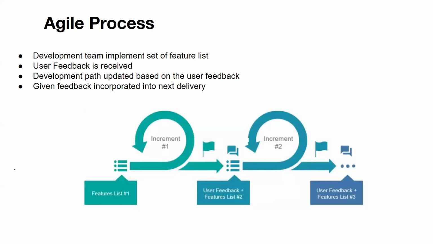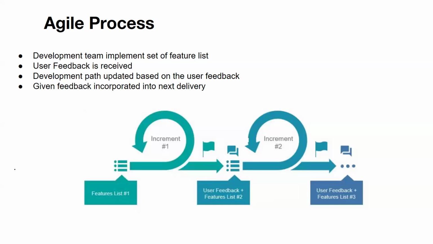The development team implements a set of features. User feedback is received. The development path is updated based on user feedback. Given feedback is incorporated into the next delivery. So this increment is something like a sprint. Sprint means there are different timelines for each sprint depending on the organization. For some organizations it's 2 weeks, for some it's 1 month. Most of the time it's advised not to go above 1 month.